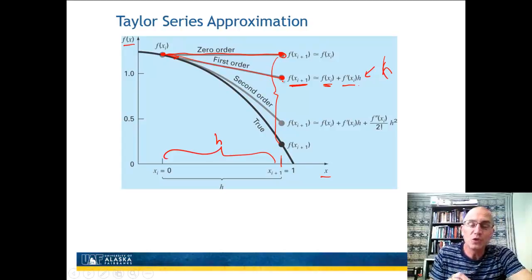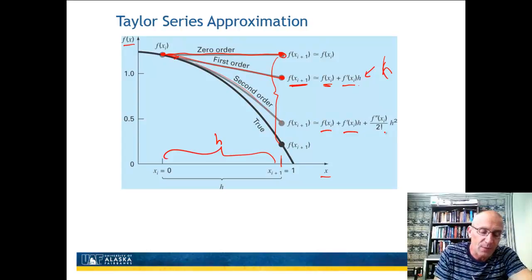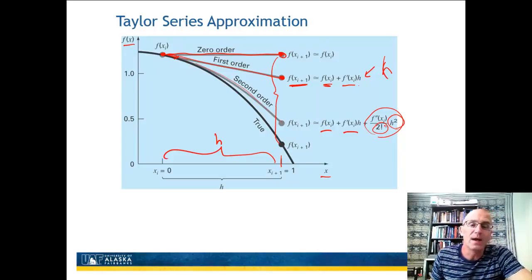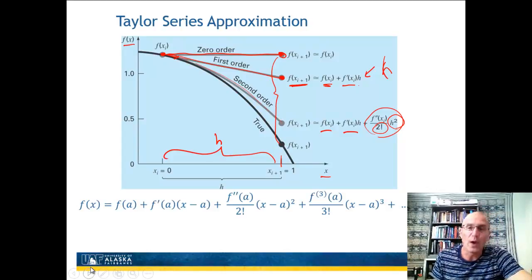Now I can keep doing that, and this is what the Taylor series does. I can start using the second derivative. So now I have my line drive approximation, my derivative approximation, and then this second term right over here, if you look closely, this is f double prime, the second derivative of the function at x. It's over 2 factorial, and then you multiply it by the step size squared. So what you end up getting is a progressively better approximation with each one. So here's the actual equation.